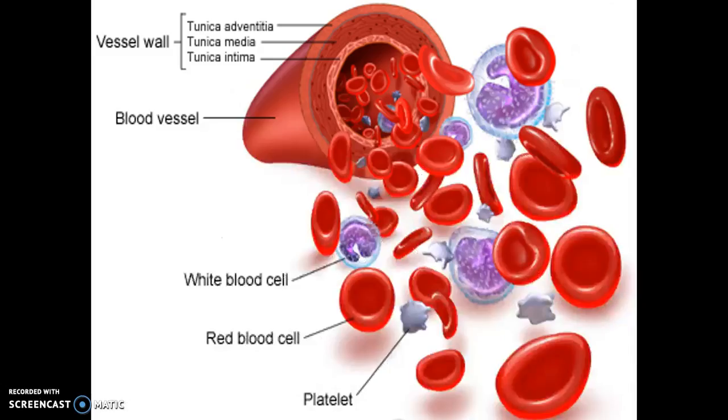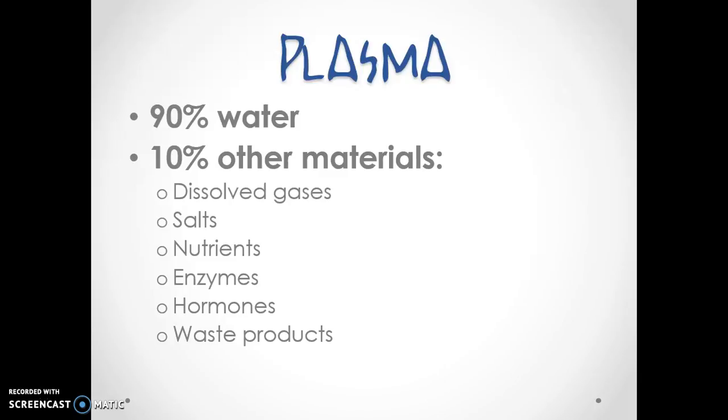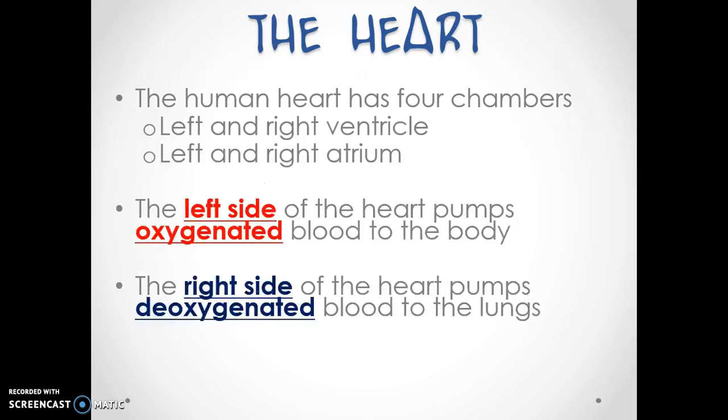This is the structure of our blood vessel, which consists of the vessel wall, layer by layer: tunica adventitia, tunica media, and tunica intima, and it also contains white blood cells, red blood cells, and platelets. The plasma consists of 90% water and 10% other materials very important to our body: dissolved gas, salt, nutrients, enzymes, hormones, and waste products.